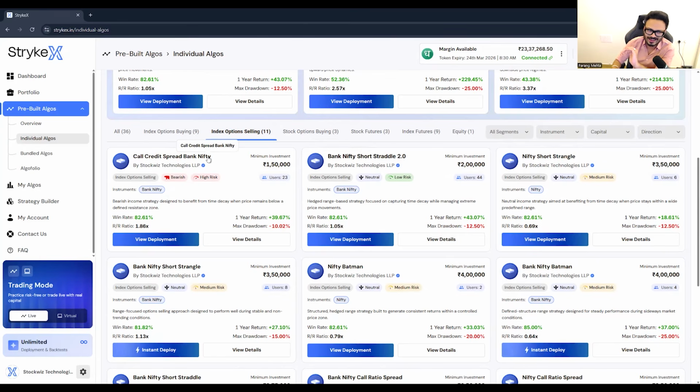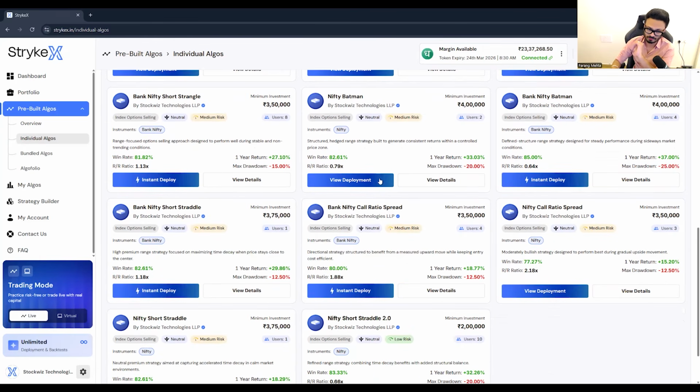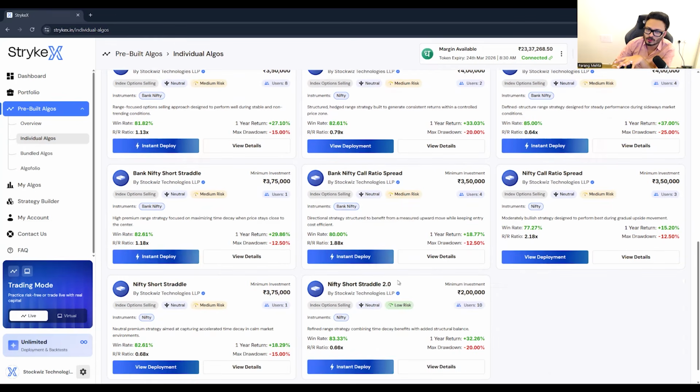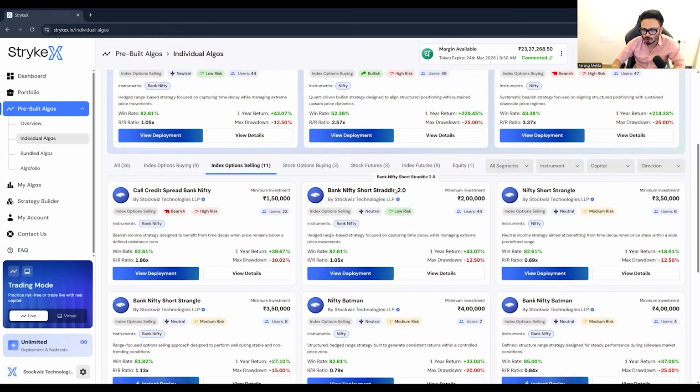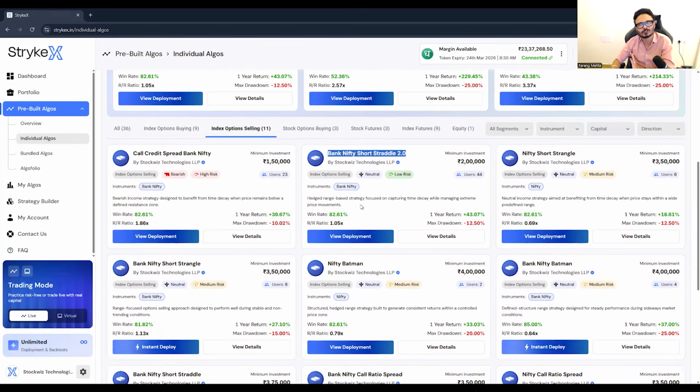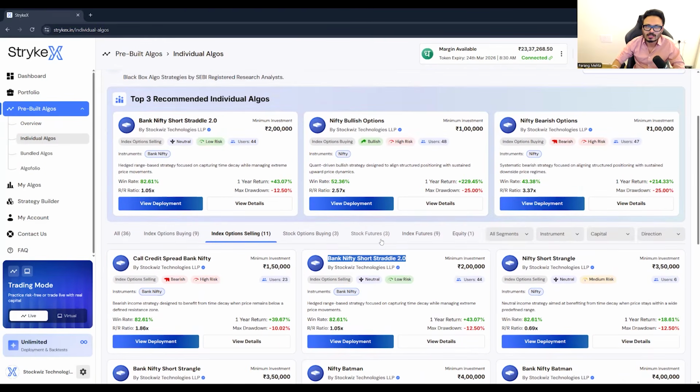Call credit spread is again like a bearish strategy. So again, I would not definitely recommend you to directly go with this. Go with bank nifty short straddle. It's a neutral strategy. You can also go with the nifty short straddle 2.0. Both of them are good. So short straddle 2.0 bank nifty or short straddle 2.0 nifty is okay.